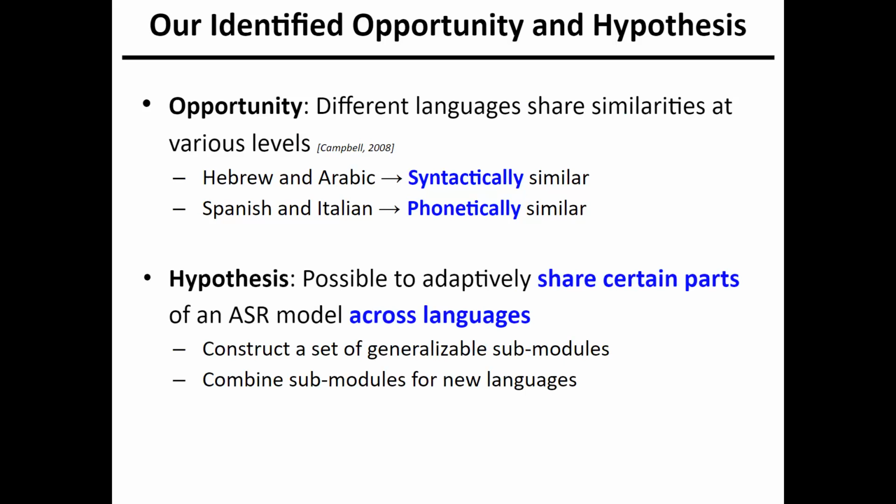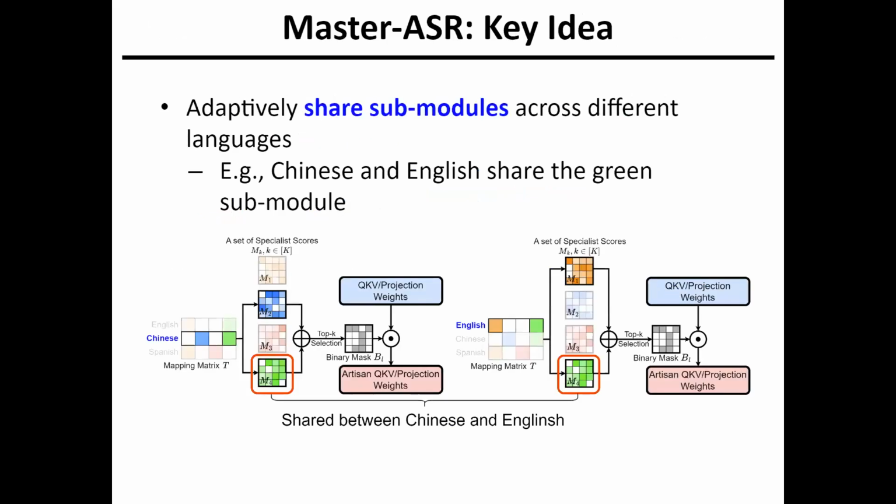To this end, we propose our Master-ASR framework, the key idea of which is to adaptively share submodules across different languages. For example, in the figure below, Chinese and English share the green submodule.